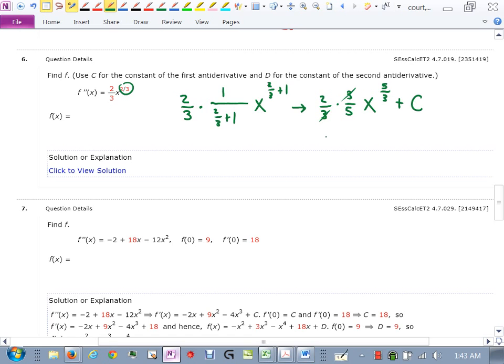So the 3's cancel here. I just get 2/5 x to the 5/3 plus a constant. Now that is f prime. So I have to antiderivative one more time.